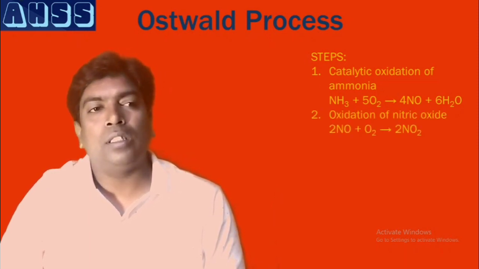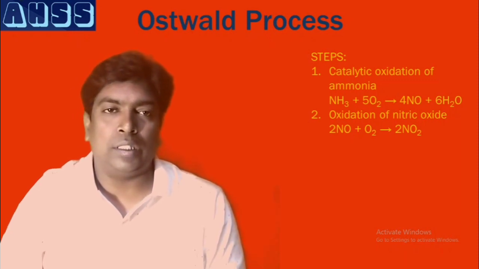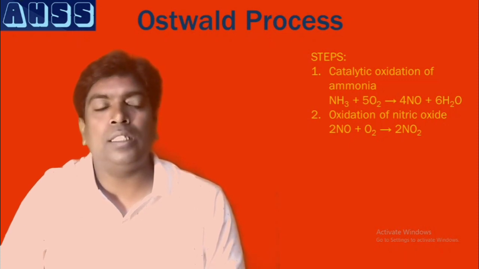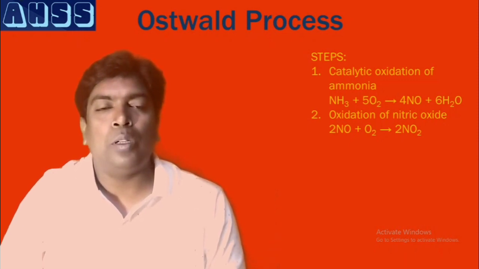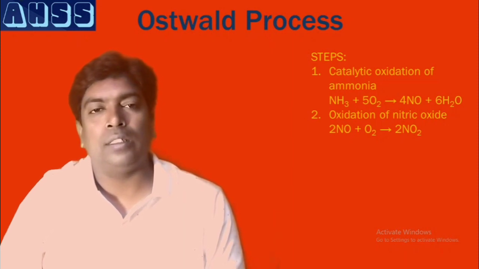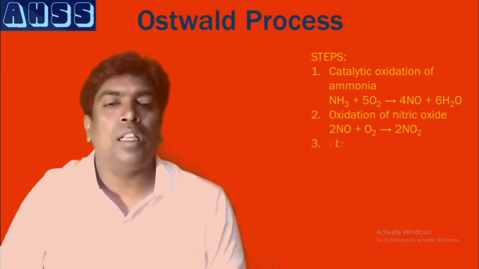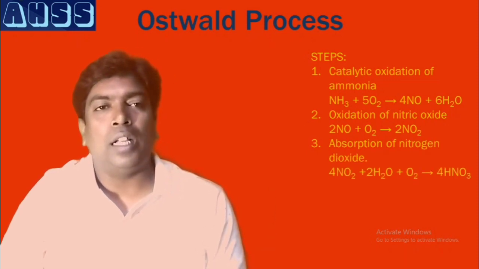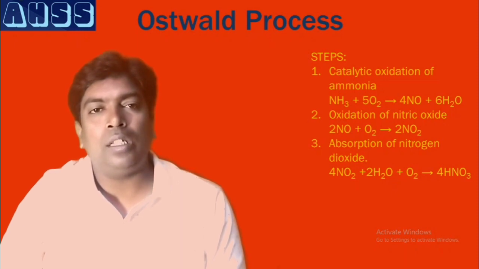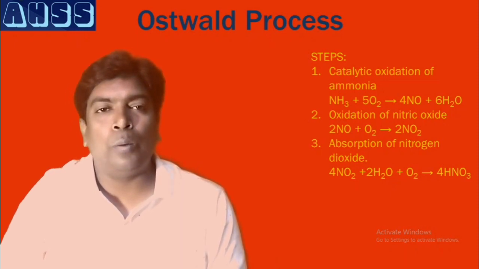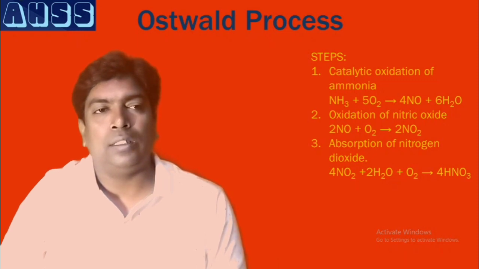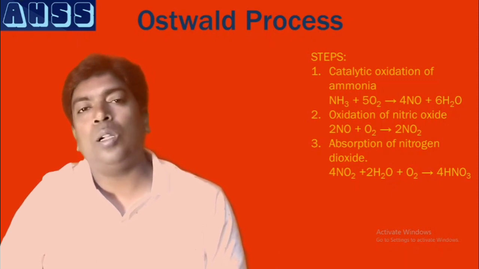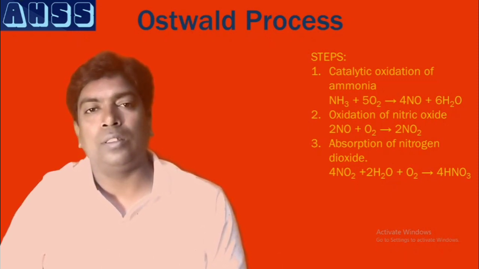The second step is oxidation of nitric oxide. In this step, nitric oxide at around 50 degrees Celsius is mixed with oxygen to form nitrogen dioxide gas. And the third step is absorption of nitrogen dioxide gas. In this step, nitrogen dioxide is mixed with water and oxygen to form nitric acid. So children, now let us discuss the manufacture of nitric acid in detail.